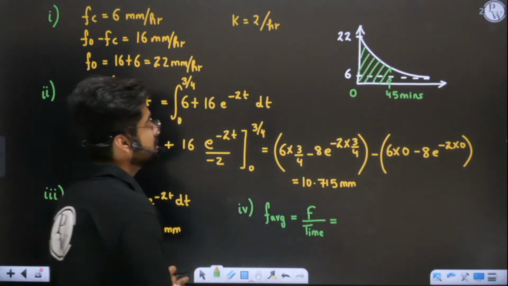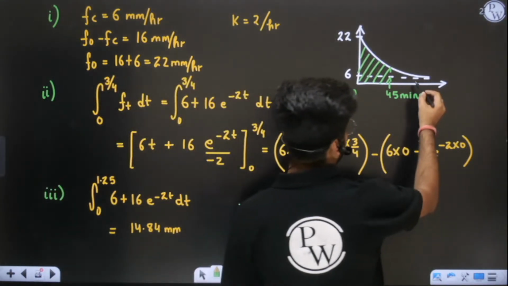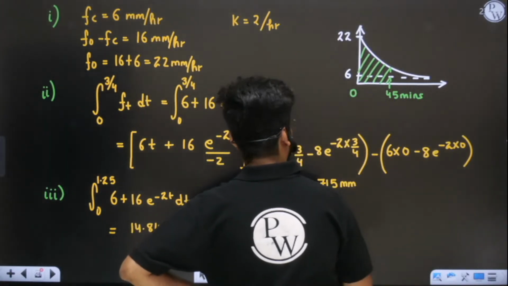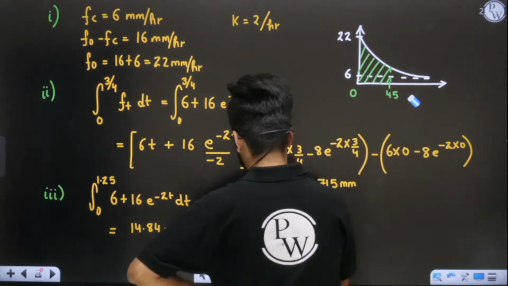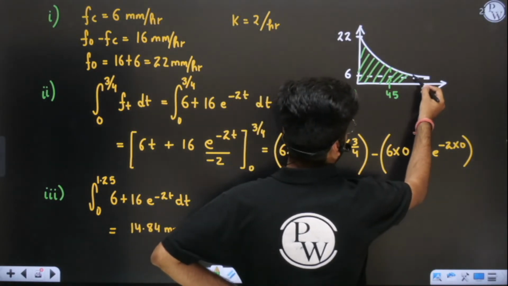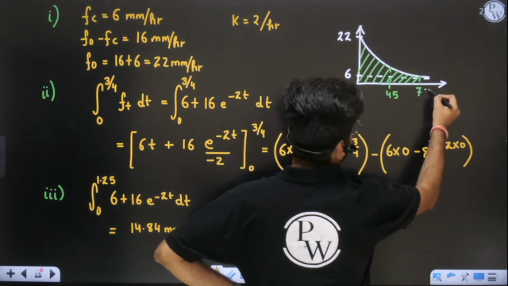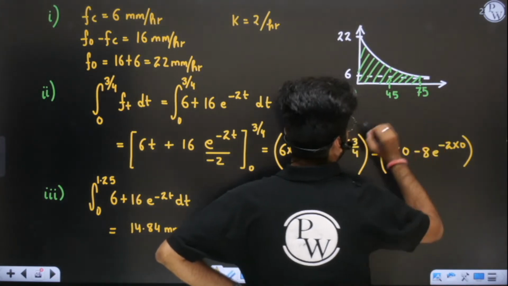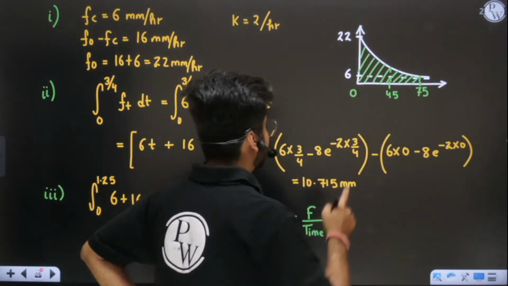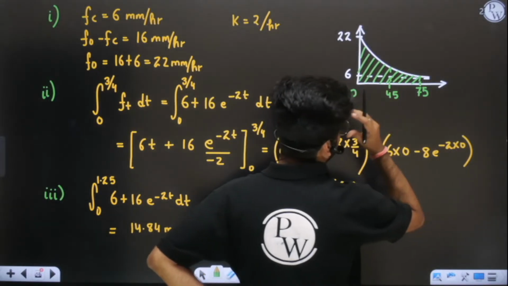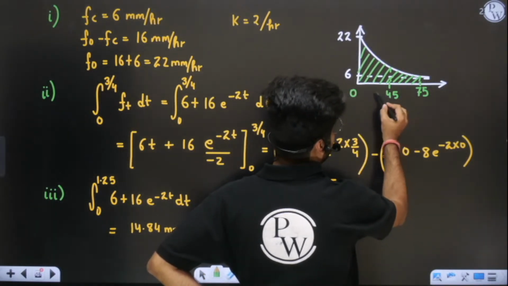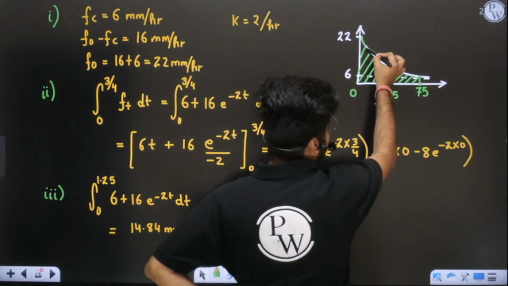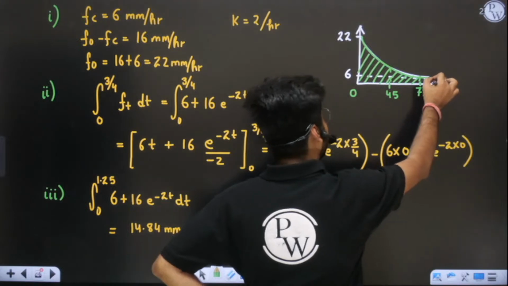See, you need to understand. Let us say we are going till 75. Let us say this is 45 and this is 75. You need to understand that the value of f is changing continuously.